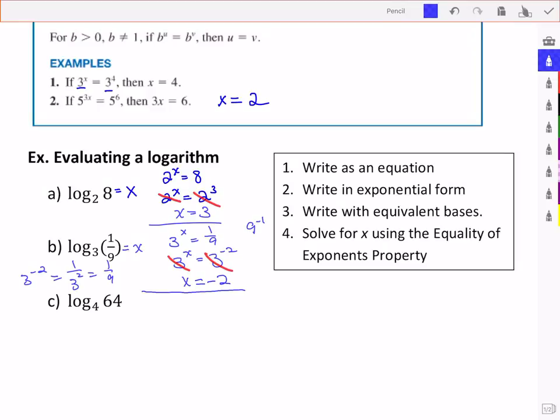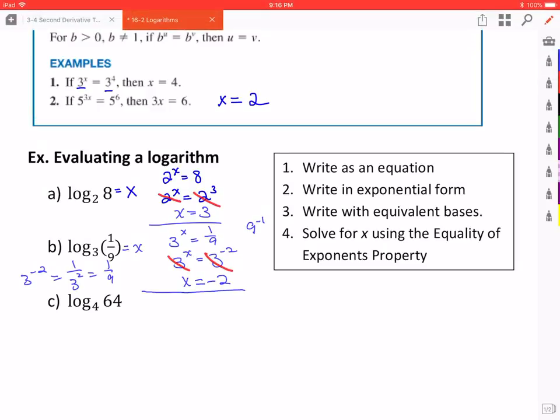All right, I'd like y'all to take a moment and do this next one. Log base 4 of 64. All right, I'm not going to work through it. Y'all can check Blackboard to see what the answer is. But you're doing log base 4 of 64.